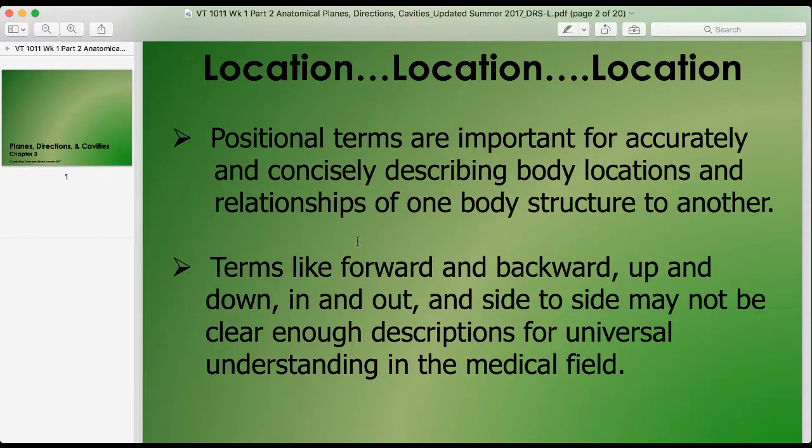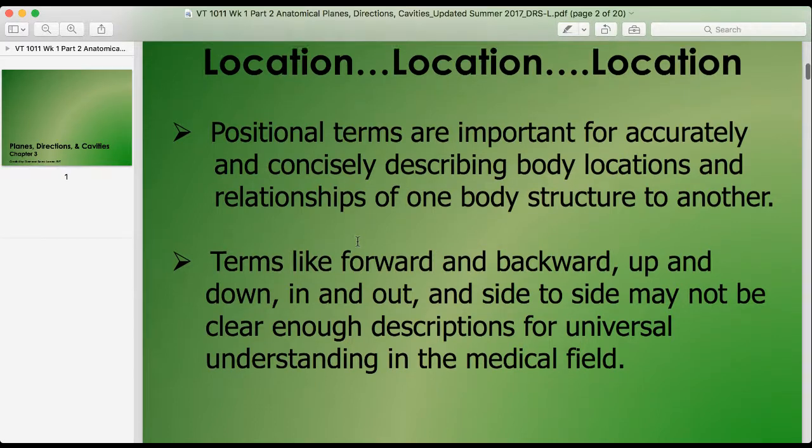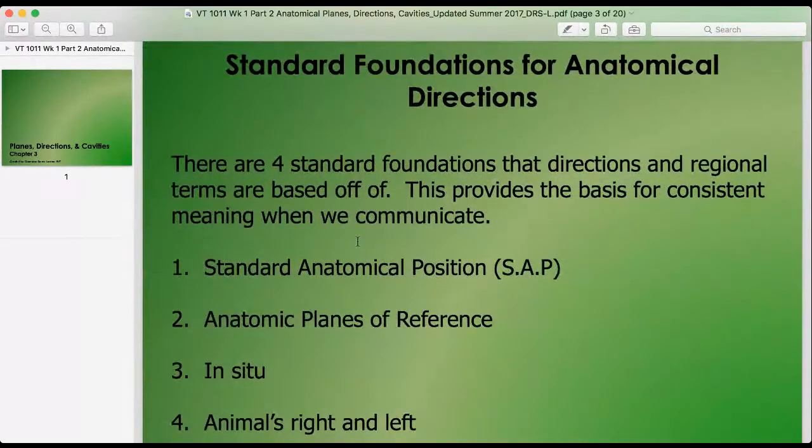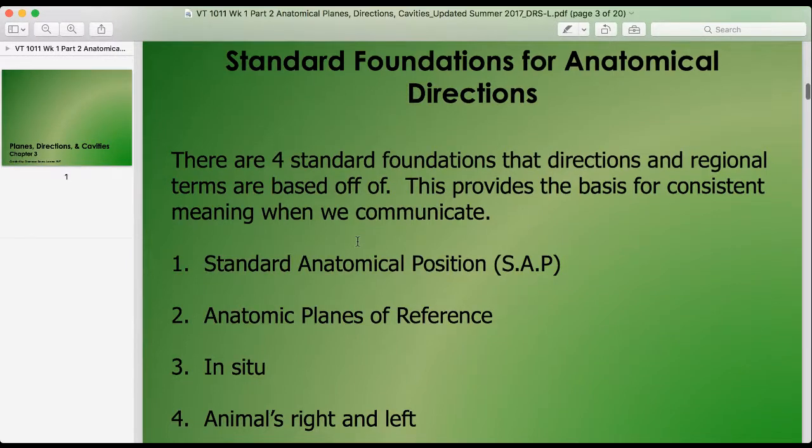So when we say things like forward, backward, up or down, that may not always be the best way in our veterinary medicine. So there is what's called the standard foundation for anatomical directions. There are 4 standard foundations. One is called the SAP, the Standard Anatomical Position. And then we have anatomic planes of reference. Both the words, anatomical and anatomic, go along with the word anatomy of our patient. In situ is how the animal actually looks. And then we actually look for the animal's right and left side.